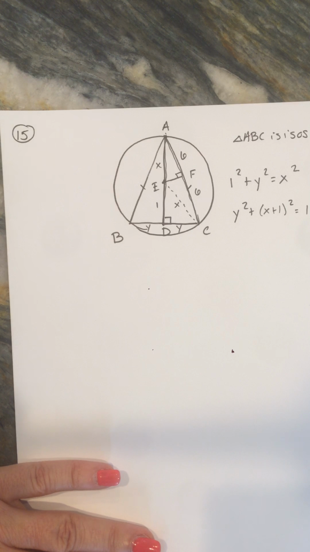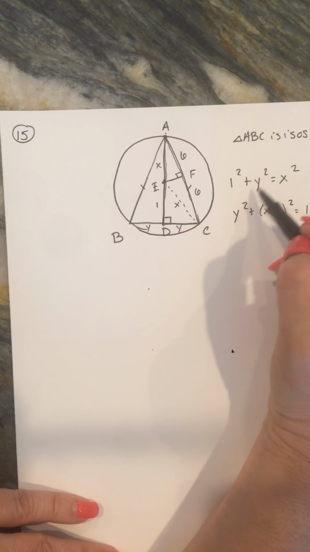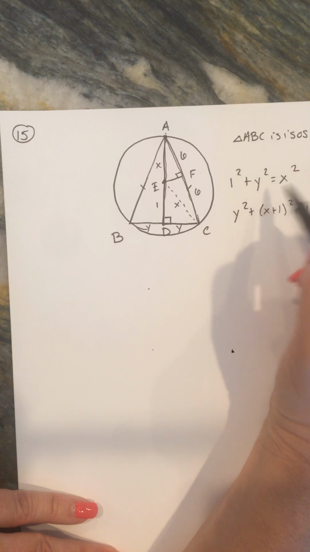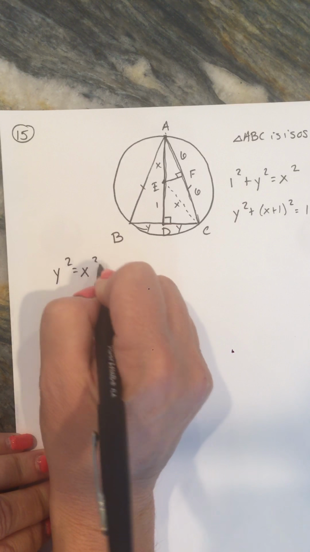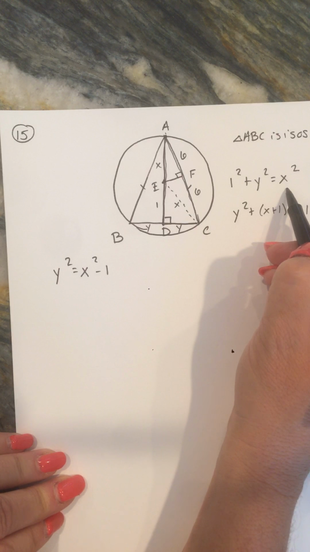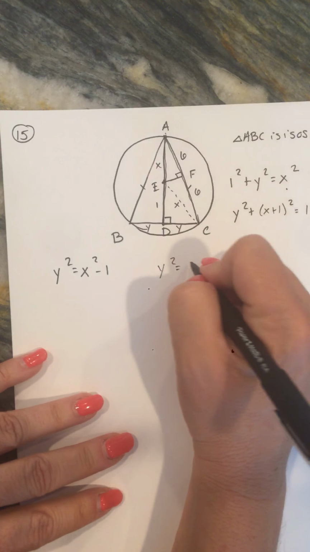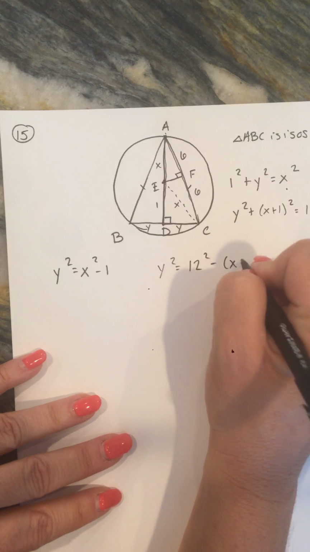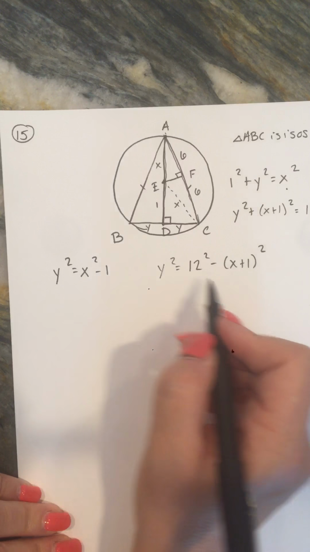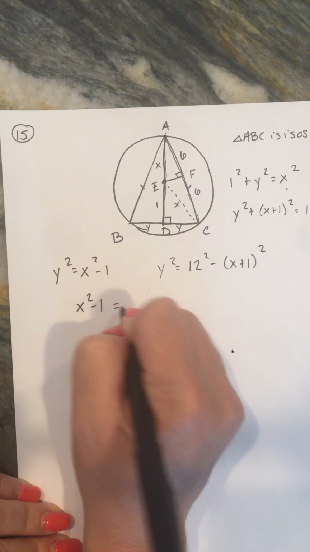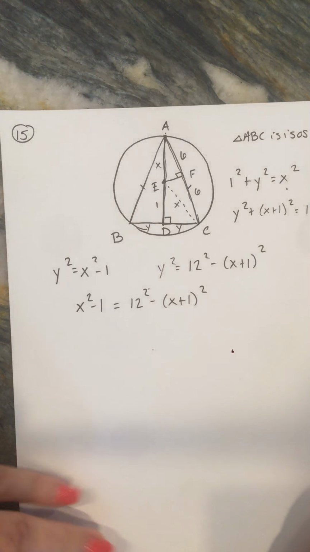Okay, so let's see what we can do with these. It looks to me like both of these equations have a y squared in them, so let's isolate the y squared. For this one here, y squared equals x squared minus 1. Agreed? We isolated y squared. For this one here, y squared equals 12 squared minus x plus 1 quantity squared. Now I can set these two equal to each other. So x squared minus 1 equals 12 squared minus the quantity x plus 1 squared.